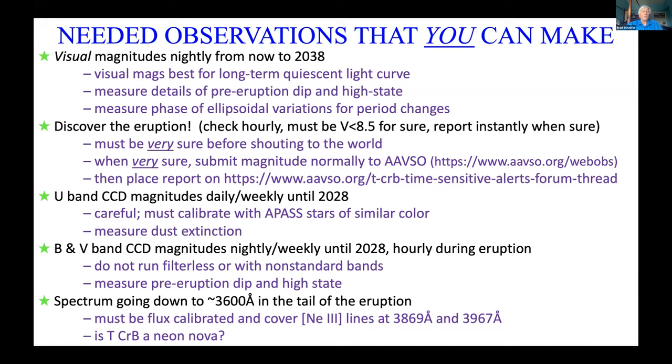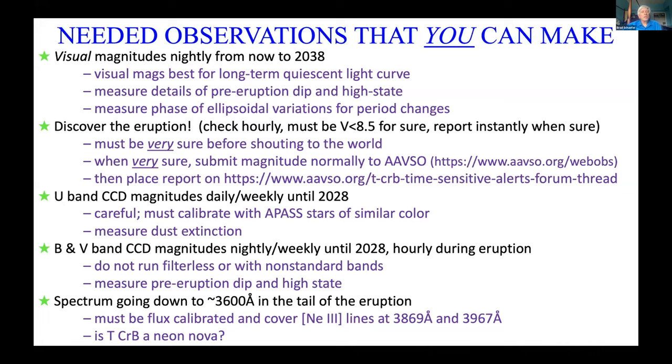But here's one most people wouldn't have thought of, and I'd like to try to recruit as many people as possible to do this, and that is the U-band. The professionals aren't doing U-band photometry because it's hard in part. But the U-band photometry tells you what's going on with the dust extinction. And it also tells you what's going on with the very hot light, which is dominating the high states.